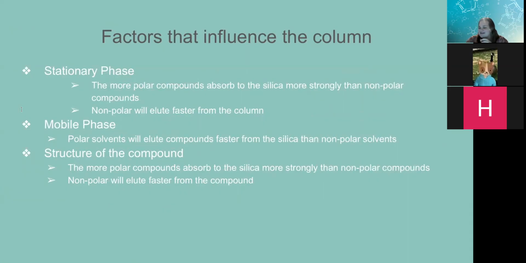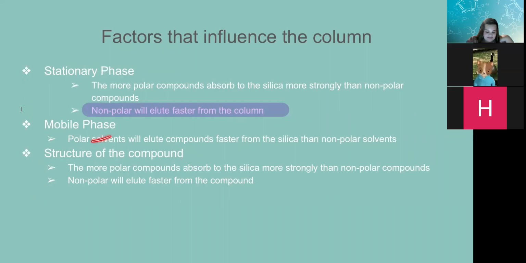So stationary phase, same exact idea, right? We're using silica once again. Nothing there is changing. So same idea: polar compounds are going to get stuck at the top. Non-polar compounds are going to come out first. So when we say it's going to elute faster from the column, it just means that it's going to come out faster. Okay.